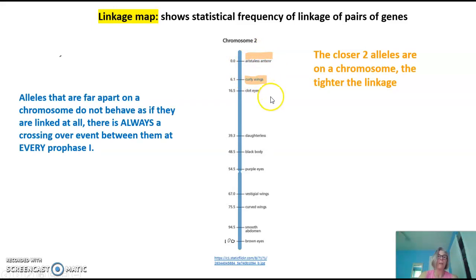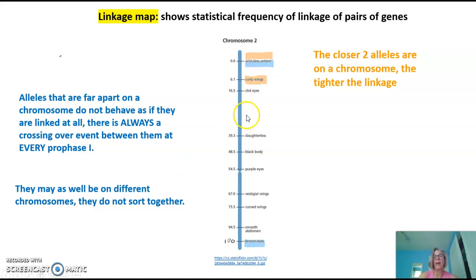However, alleles that are far apart on a chromosome don't behave as if they're linked at all. So let's look at how often Aristillus antenna and brown eyes sort together. And you can see that 100% of the time, they do not sort together. They are not linked. They go separately 100% of the time. They are so far apart, they may as well be on different chromosomes because they simply do not sort together. There's always going to be a crossing over event somewhere in between each end of this chromosome.